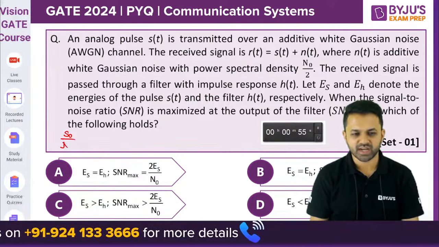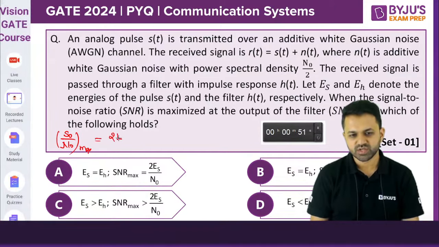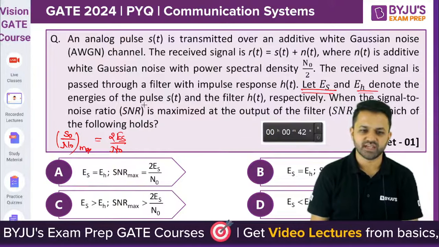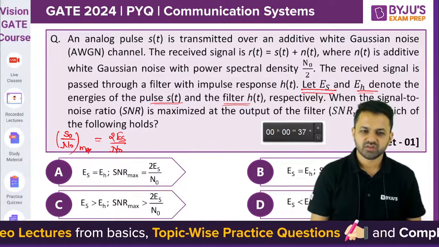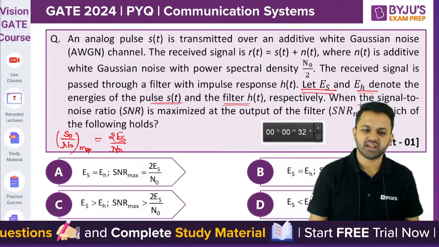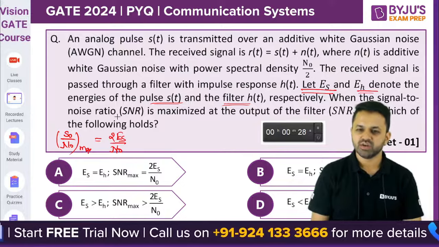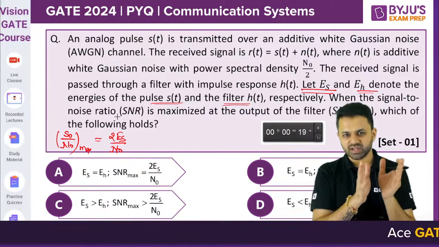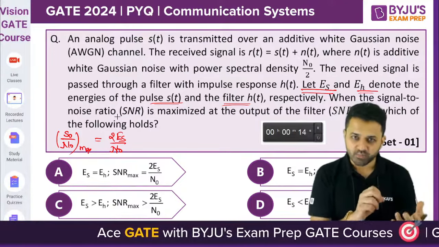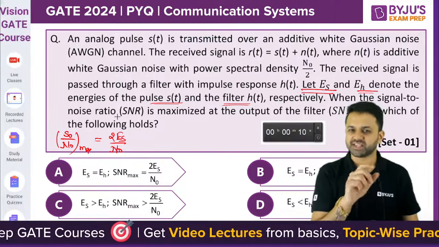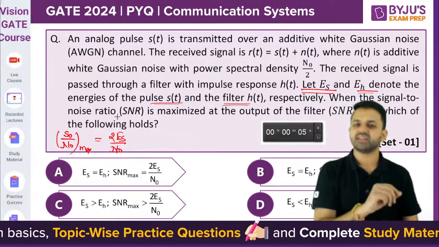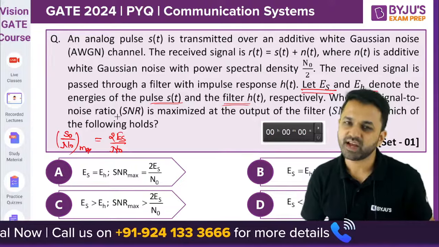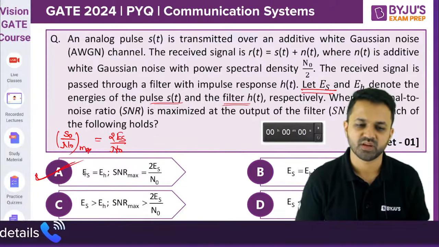So the maximum signal to noise ratio at the output of the matched filter is fixed. That is 2 into ES upon N naught. Now it is asking what ES and EH are. ES and EH denote the energies of the pulse and the filter. Obviously, for the maximum signal to noise ratio, there should be similarity between the input signal and the filter. Why do we call it the matched filter? Because the filter has the same response as the input signal, or is able to match the response of the input signal. Then we will get the maximum signal to noise ratio, because there will be very high correlation between the response of the filter and the input signal. Hence here the signal energy should be equal to the filter energy.